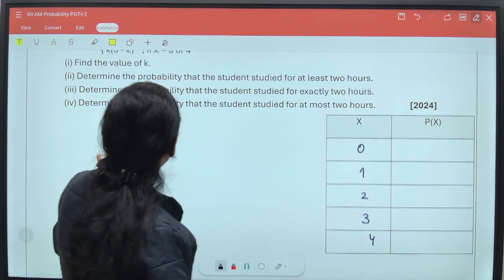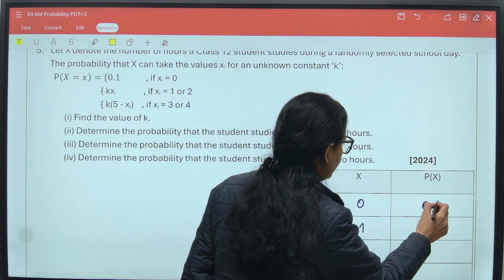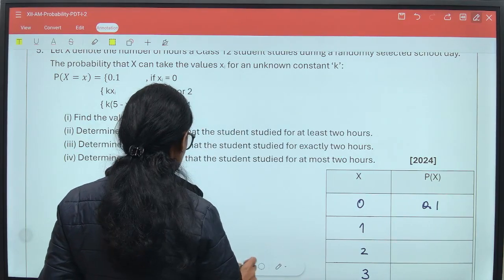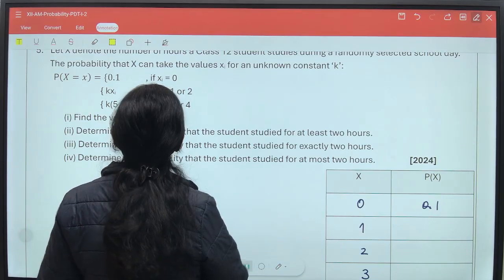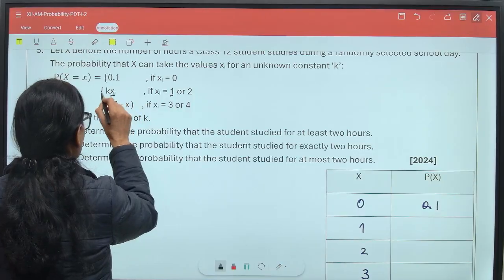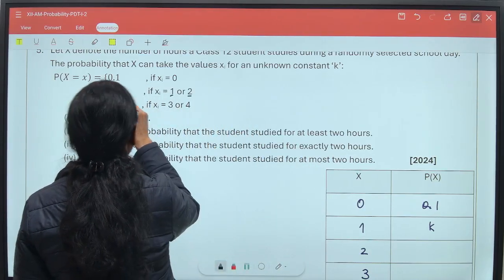Now what are the probabilities? For 0, the probability is 0.1. For 1, if x is 1, it becomes only k. For 2, it becomes 2k.